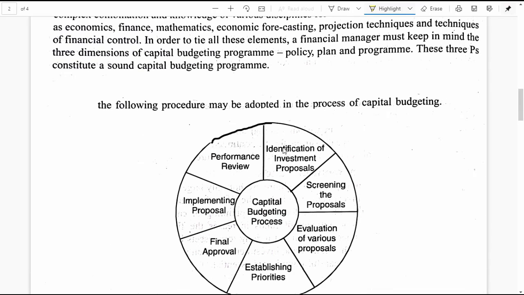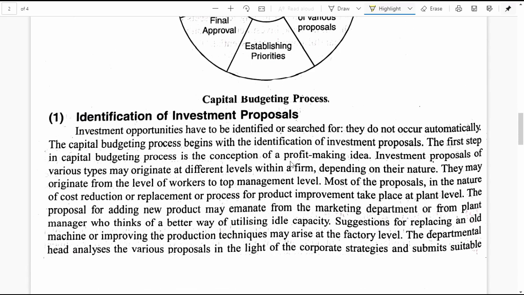Let us look into the 7 steps that have been suggested as steps involved in the capital budgeting process. The first one is identification of investment proposals. Let's get into the detail of identification of investment proposals. Investment opportunities have to be identified or searched for because they don't occur automatically. The first step in the capital budgeting process is the conception of a profit-making idea.